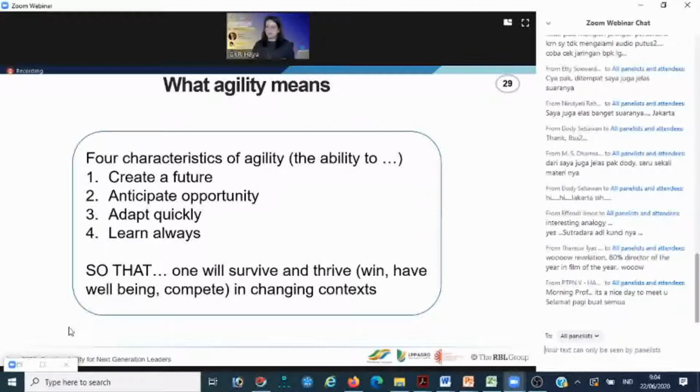A great quote by Marshall Goldsmith. That's a long answer. I'll try to be more precise. Thank you, Hayu. Okay, thank you.